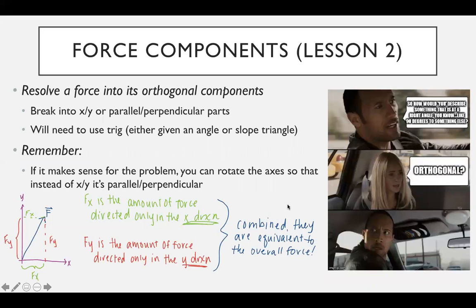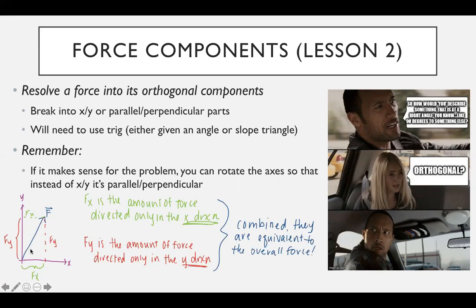So the next part is force components. It involves taking this force and breaking it up into its X component and the Y component. Orthogonal is a really fancy way of just saying 90 degrees. So again, it's breaking this up into its 90-degree components. So the Fx is 90 degrees away from Fy.